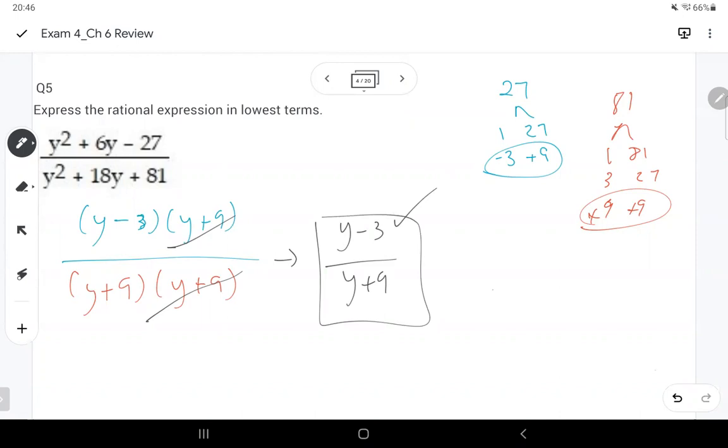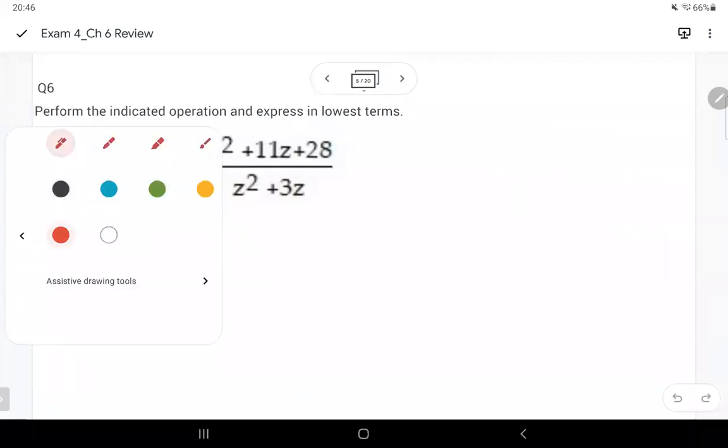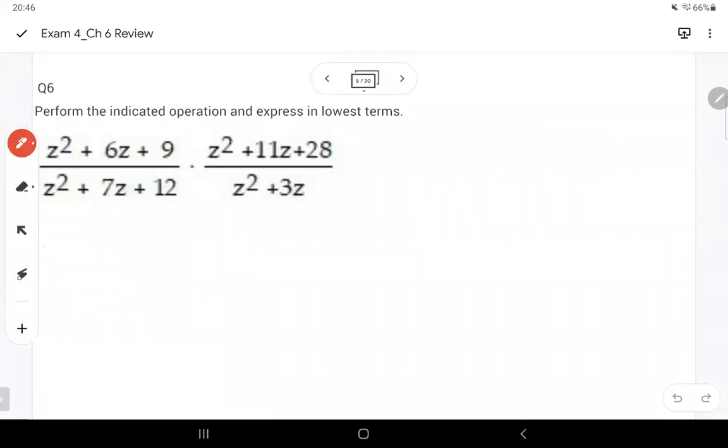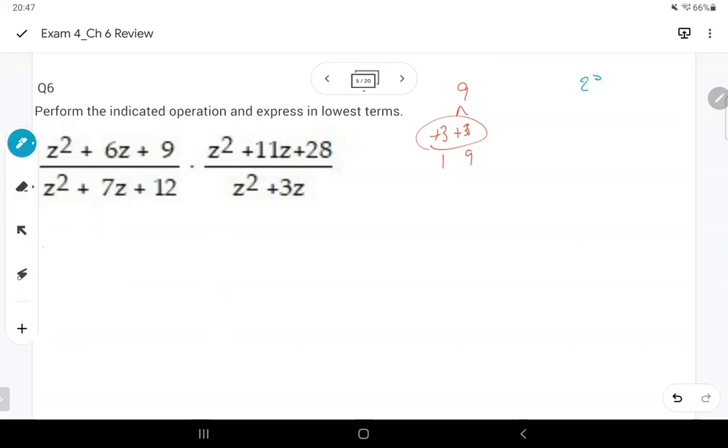Alrighty. This problem, you're just going to factor in each spot. Okay, so if you can do your factoring, you should be perfectly fine with problem 5 and problem 6. So again, we have factors of 9. We want to add them to get to 6. So plus and plus. The other factors here would be 1 and 9. And then we're going to do 28.